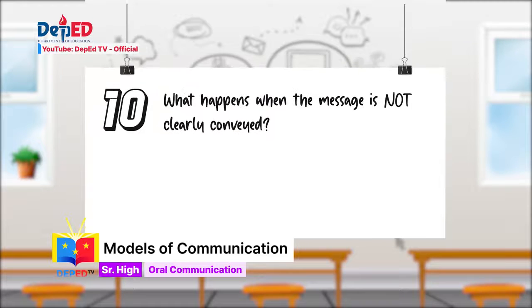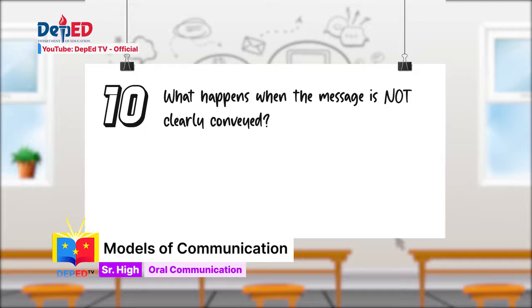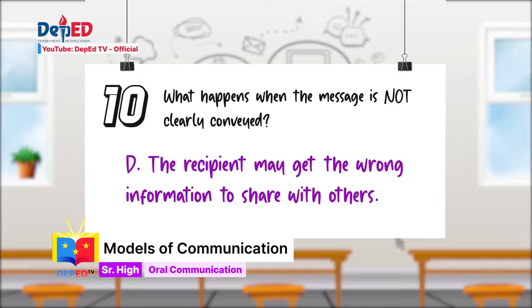And last, number 10. What happens when the message is not clearly conveyed? The answer is letter D. The recipient may get the wrong information to share with others. Let us make sure that our message is sent clearly to avoid misinterpretations.